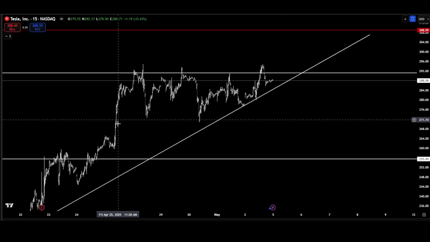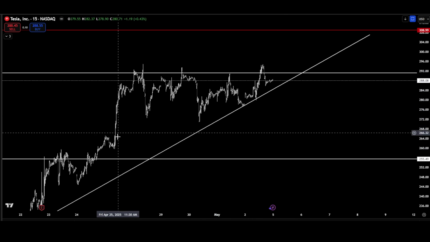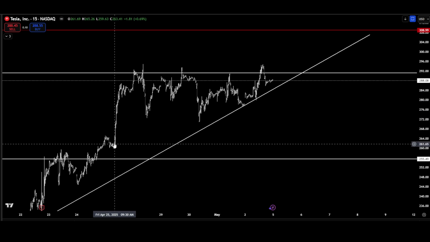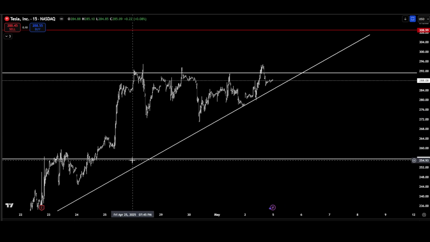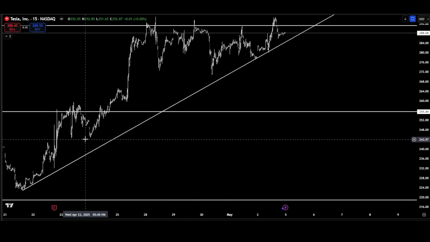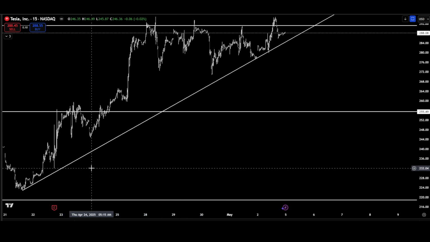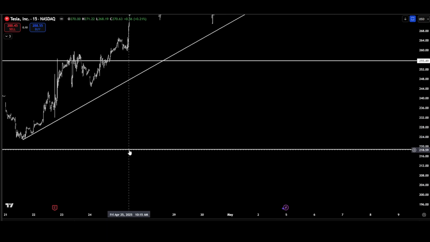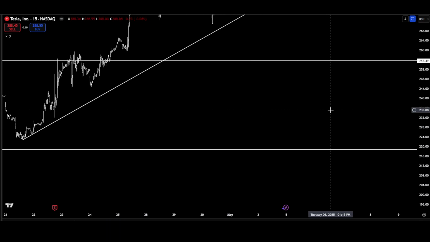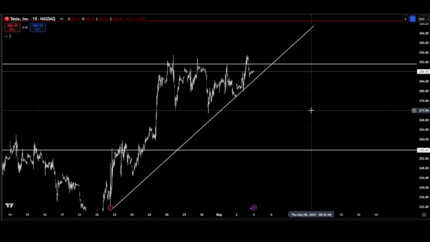But we've seen this breakout here on the 15-minute, and we want that to hold ideally, right? We don't want to come back down and test this 265. If we do, we're looking at 255, and then again, 244, 232, 223, and then this level down here at 219. I don't think that's going to happen, but we'll just have to wait and see.